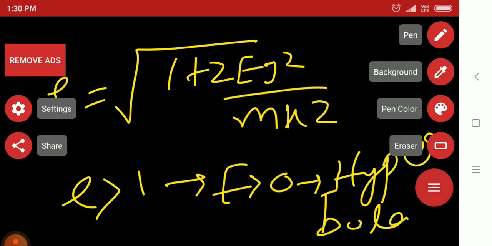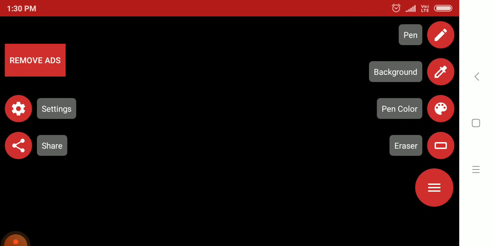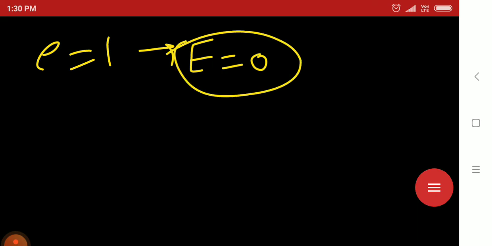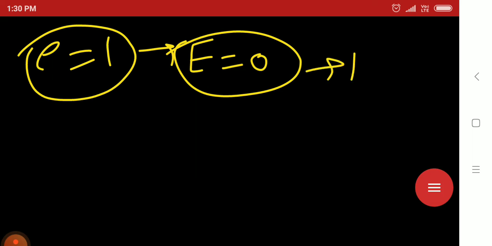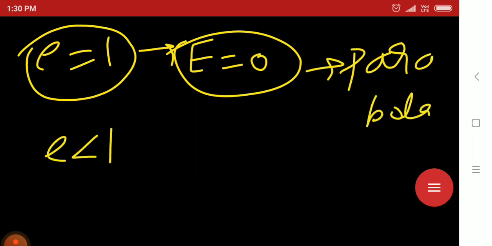We have got another condition that e equals 1. What does e equals 1 mean? Eccentricity e equals 1 means energy E equals 0, and that will define a parabola. I'm just recapitulating that portion to you.